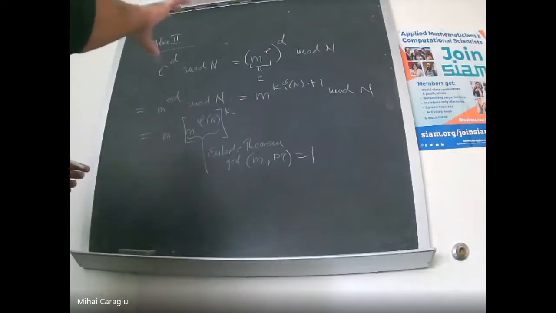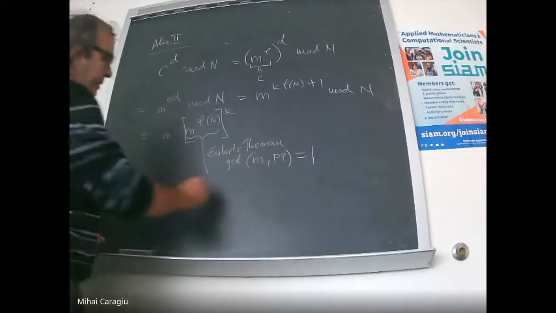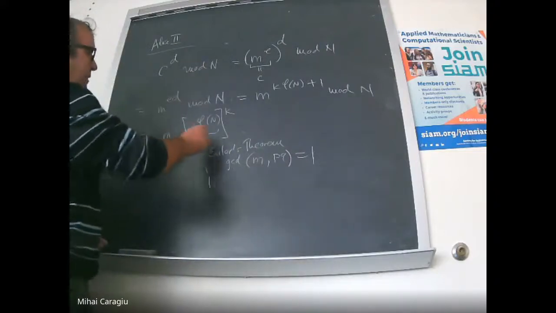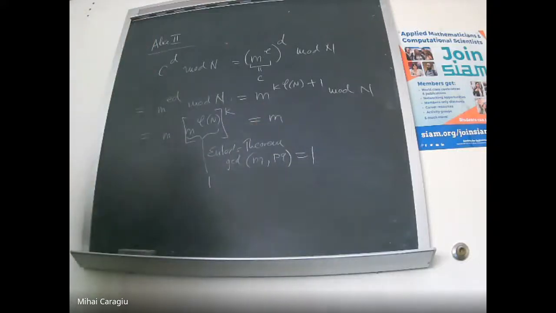The full proof without any simplifying assumption was included in another small video. So by Euler theorem, this is 1. So m times 1 to the power k equals m, and that's why Alice recovers the plain text. Now let's give a concrete example.